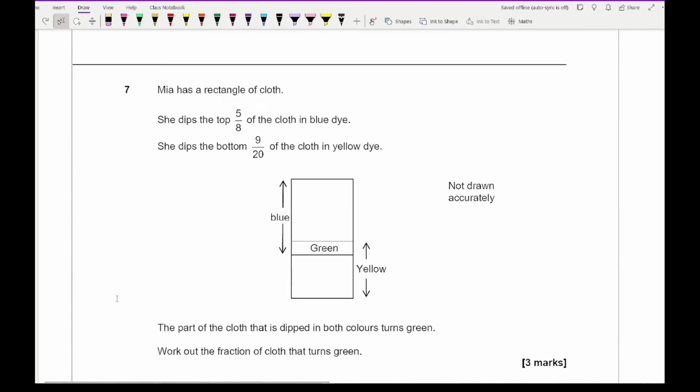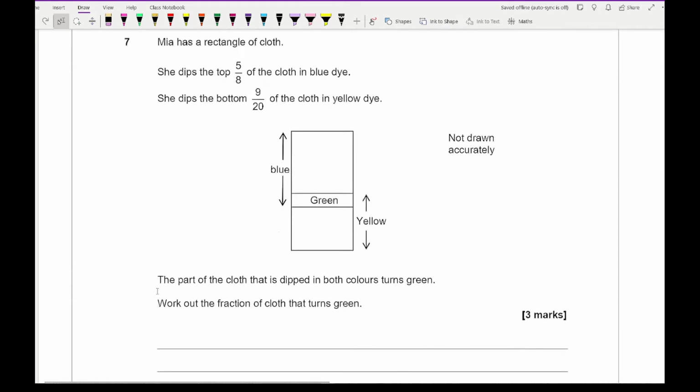Then moving on to question 7, it says Mia has a rectangle of cloth. She dips the top 5/8 of the cloth in blue dye. She then dips the bottom 9/20 of the cloth in yellow dye. The part of the cloth that is dipped in both colours turns green. Work out the fraction of the cloth that turns green.